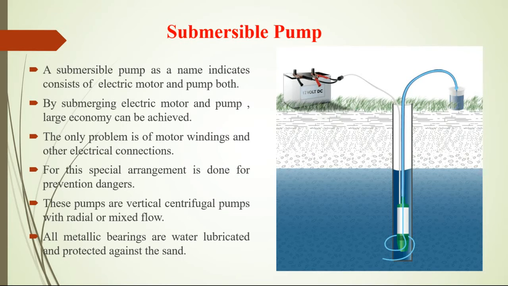Then the submersible pump. It mainly consists of an electric motor and pump both. By submerging the electric motor and pump, large economy can be achieved. The only problem is of motor winding and other electric connections. For this, special arrangements are made for prevention of dangers. These pumps are vertical centrifugal pumps with radial or mixed flow. All metallic bearings are water lubricated and protected against sand.